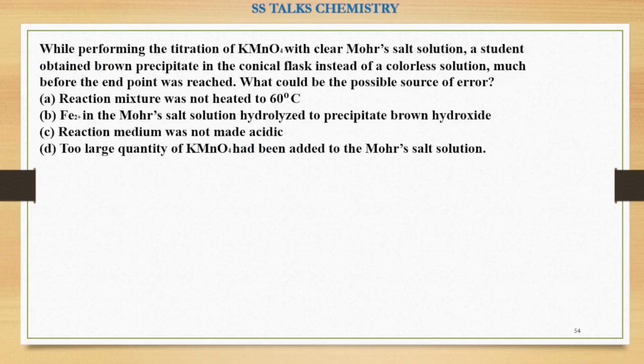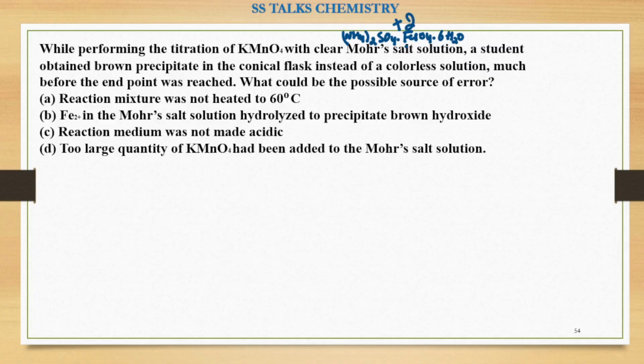Next one we have is this. It says that while performing titration of KMnO4 with the Mohr salt solution, which is your double salt, ammonium sulfate dot ferrous sulfate dot 6 waters, this solution is titrated with KMnO4, which is your oxidizing agent. During the titration, the iron present in the +2 oxidation state will be converted into +3 with the help of KMnO4.